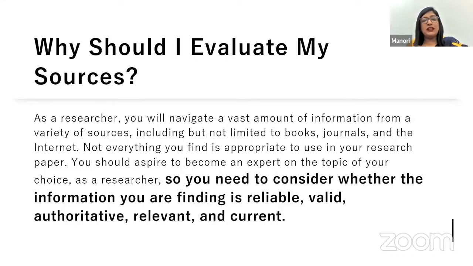As a researcher, you will navigate a vast amount of information from a variety of sources, including, but not limited to, books, journals, and the internet. Not everything you find is appropriate to use in your research paper. You should aspire to become an expert on the topic of your choice as a researcher. So you need to consider whether the information you are finding is reliable, valid, authoritative, relevant, and current.